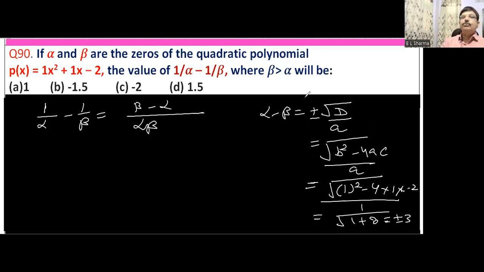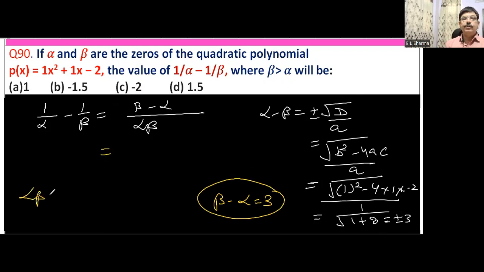But here we have to take the positive value of, यहाँ पे इसका positive value लेना है कि बीटा में से हमें अल्फा कम करना है. So when we take the positive value, then we can write here that beta minus alpha is 3. Positive value हमें यहाँ पे लेना है.